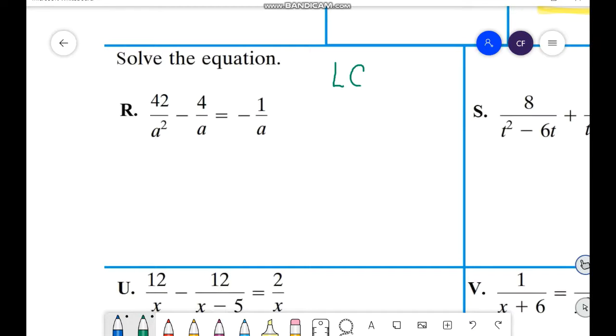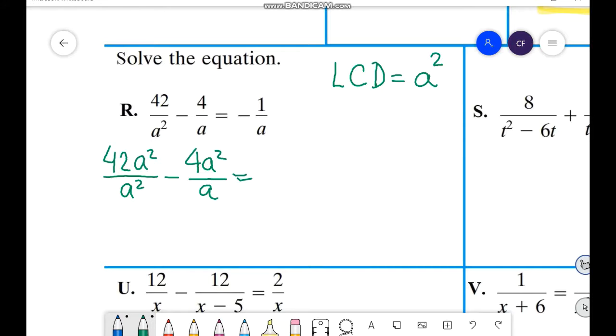First step, find the least common denominator. The unique factor is a, the highest exponent is squared. Okay? Multiply all the terms of this equation by a squared, so we will have 42a squared over a squared minus 4a squared over a equals negative a squared over a. Cool?